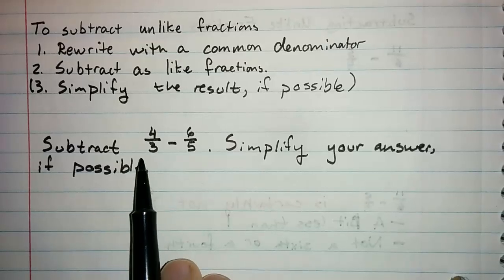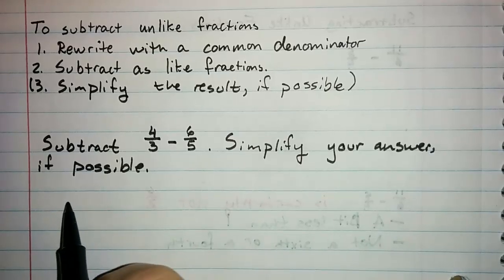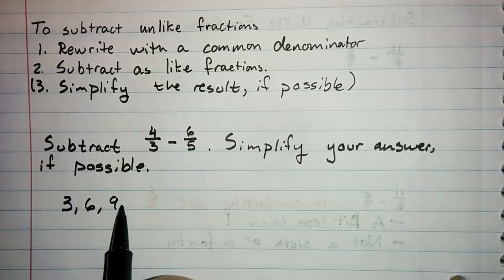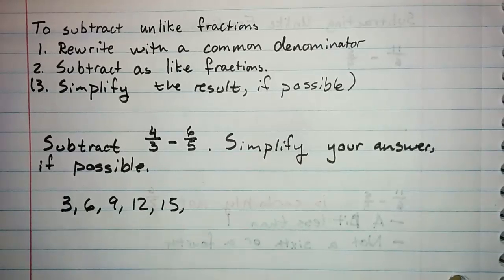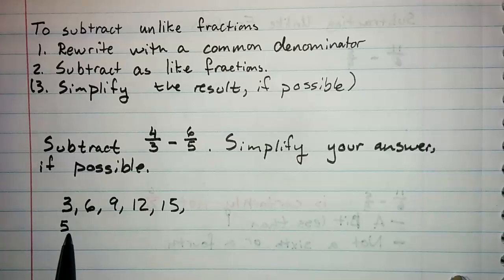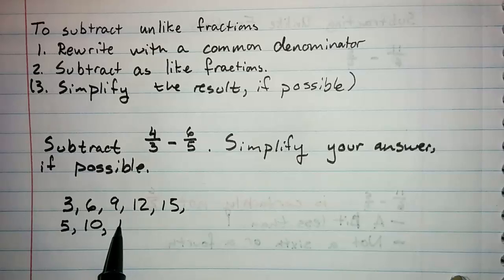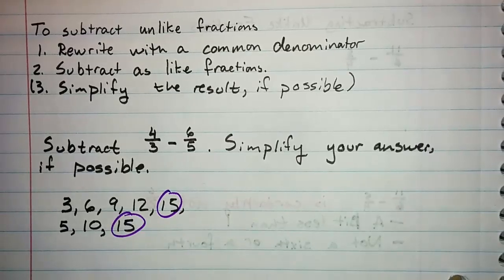Alright, first we're going to need a common multiple of 3 and 5. Maybe you see it, which is fine. Otherwise, let's make a list of multiples of 3: 3, 6, 9, 12, 15. Hopefully that's enough. And multiples of 5: 5, not it. 10, not it. 15 is the first number to appear on both lists. 15 will be my least common multiple.